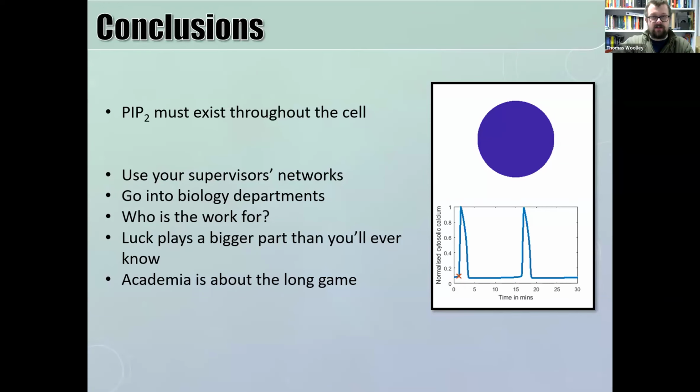So I'm going to pass on to Katerina now, but I just want to say, the conclusion for the biologist was that PIP2 must exist throughout the cell. There is a region with it. If it's too separated, you don't get your wave. But what happened on the way to getting this and forming this bigger IVF network? Well, firstly, my supervisor got me in contact with Carl. And then I made myself a nuisance in the biology department.